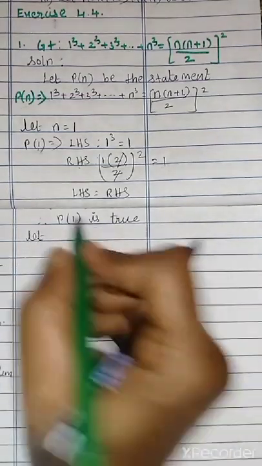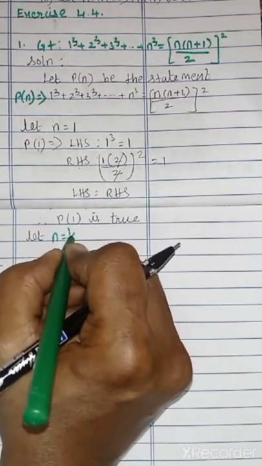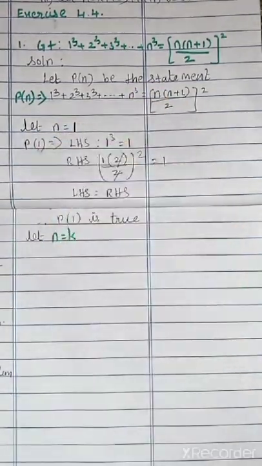Next, what is your second step? Let n equal to k. First we have taken n equal to 1.